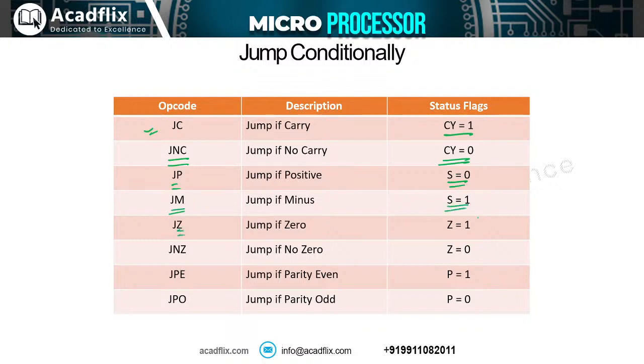Jump if zero, the zero flag is set. Jump if not zero, if the zero flag is reset. Jump if parity is even. Jump if parity is odd. Odd parity will be there when the parity flag is 0, and parity 1 will be there if the parity flag is 1. That means in the result, if the number of ones is even, then the parity flag will be set.